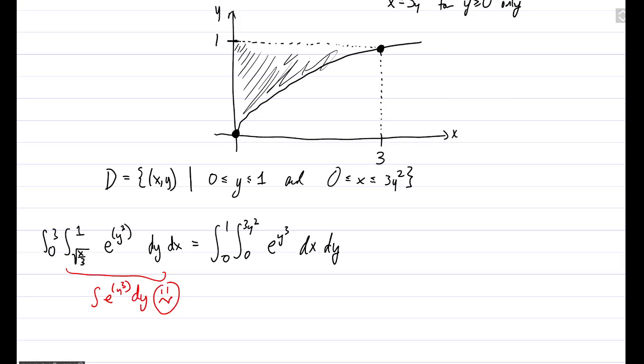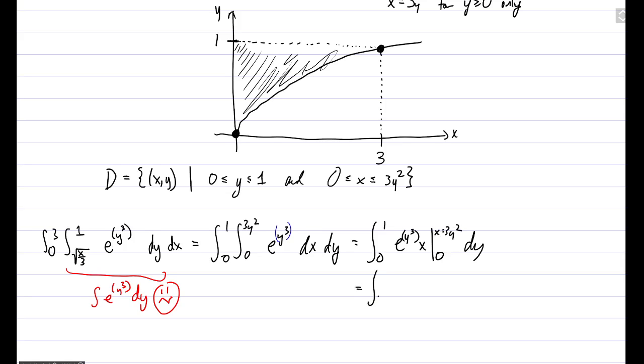Now, you might say, well, what's the big deal then? Here we still have an e to the y cubed. Sure we do, but the integral is now with respect to x. So e to the y cubed is just a constant as far as we're concerned. If x is the variable and y is a constant, think about how you integrate 5. The integral is 5x. Same deal here. We'll have e to the y cubed times x, evaluated at 0 and at 3y squared.